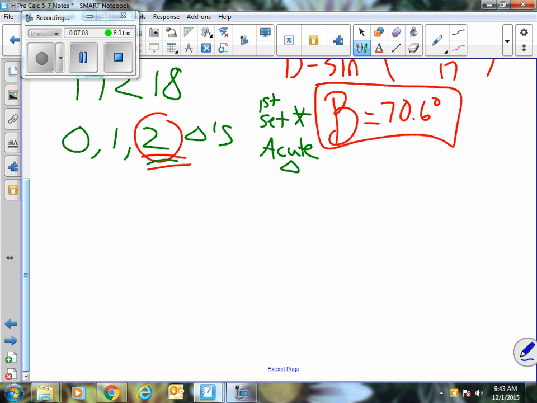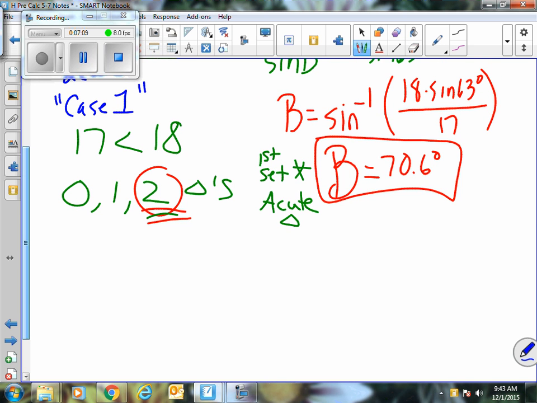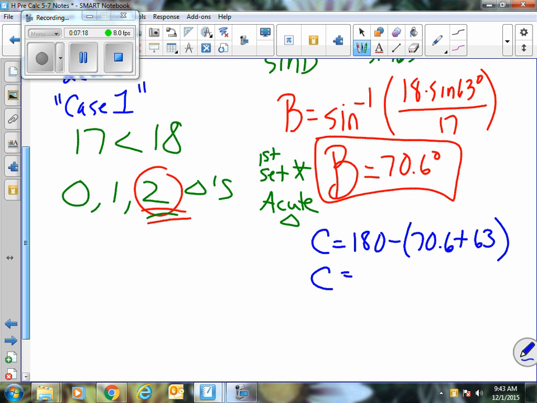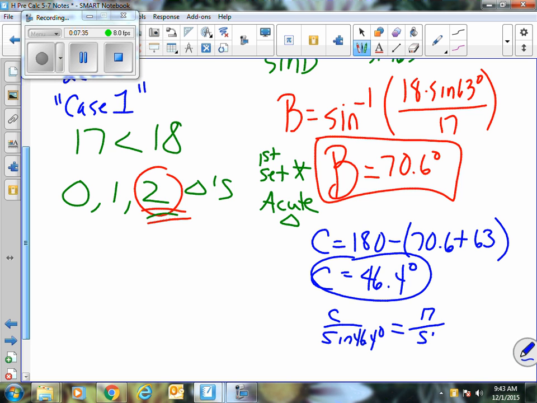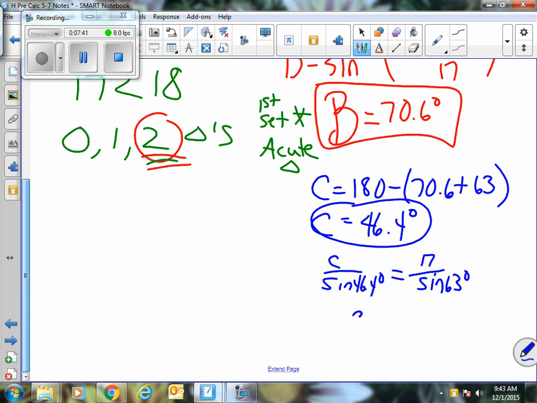All right, so first thing we're going to do is just finish off this first set of solutions. We're going to do the same thing we did in all the other ones. Once you have this angle B, now we can find angle C. So 180 minus the 2 that we know, so 70.6 and the 63. So we can get our angle C, which for this one would be, go ahead and type it in. I think I got 46.4. And then our little c. So little c is to the sine of 46.4 as, go back to the information you're given, 17 is to the sine of 63. Cross multiply, divide. And we get little c is, go ahead and type it in.